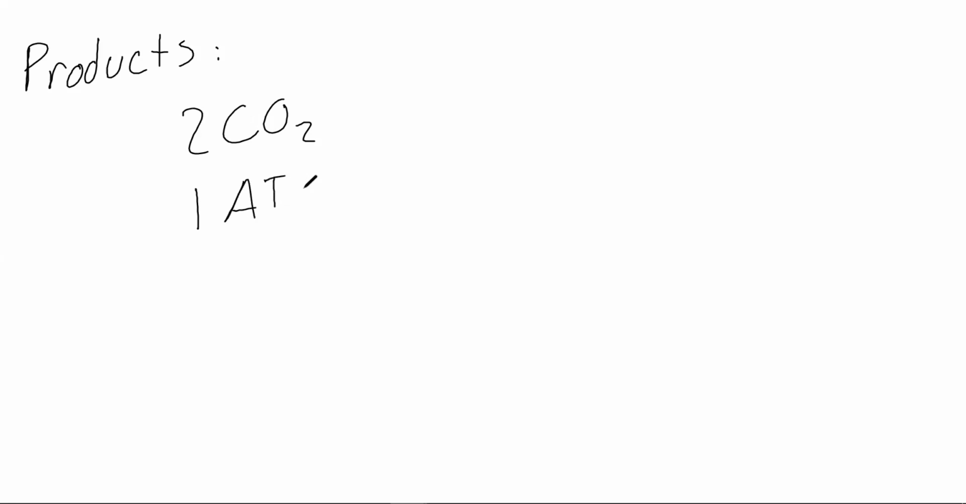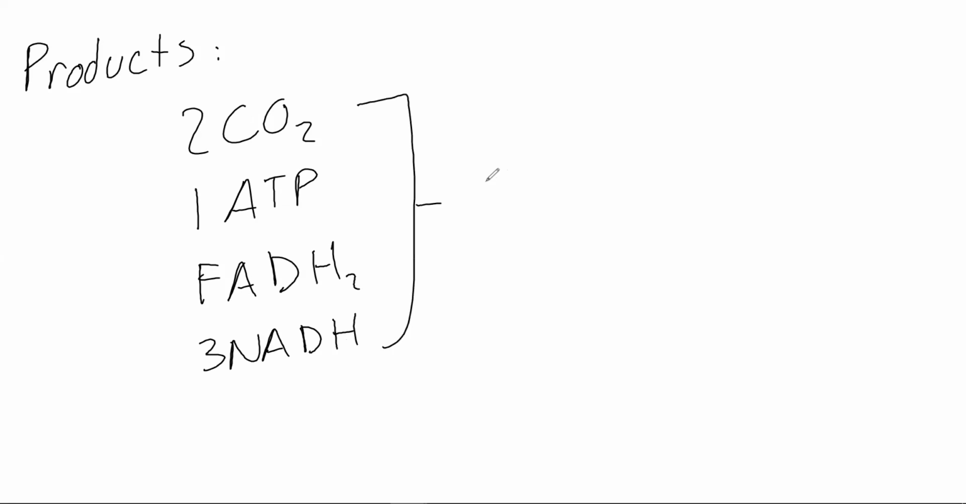Right, so here's your products. If you're looking at that model, what I made: 2 CO2, 1 ATP, 1 FADH, and what is that, 3 NADH? And I do this cycle 2 times.